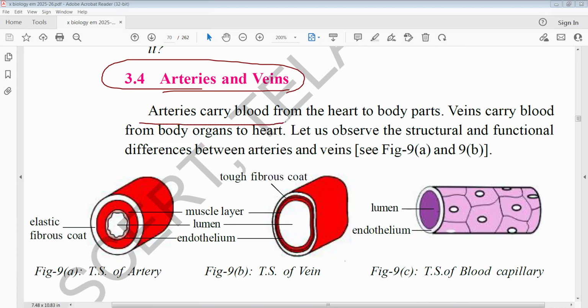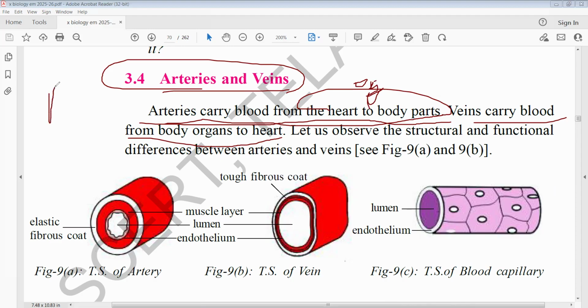Arteries carry blood from the heart to body parts. Veins carry blood from body organs to the heart. This is common, but except the pulmonary artery, arteries carry oxygenated blood from the heart to body parts. The pulmonary artery carries DOB from the heart to the lungs. All veins carry DOB from body parts to the heart, except the pulmonary vein, which carries OB from the lungs to the heart.